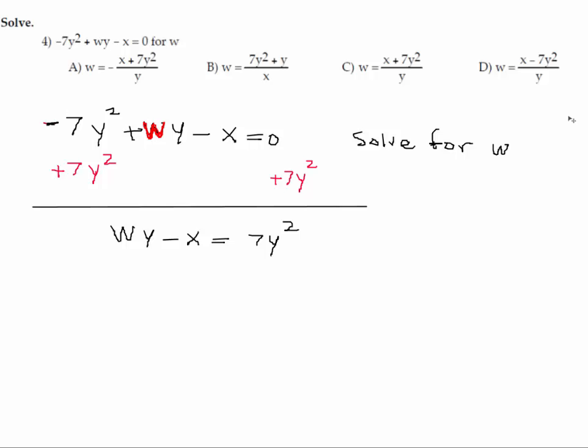Add x to both sides? Yeah, we don't need this x. So if I add x to both sides of the equation, then on the left-hand side I would get wy, and on the right side I have 7y squared plus x. Very good. So can somebody tell me how to solve for w?